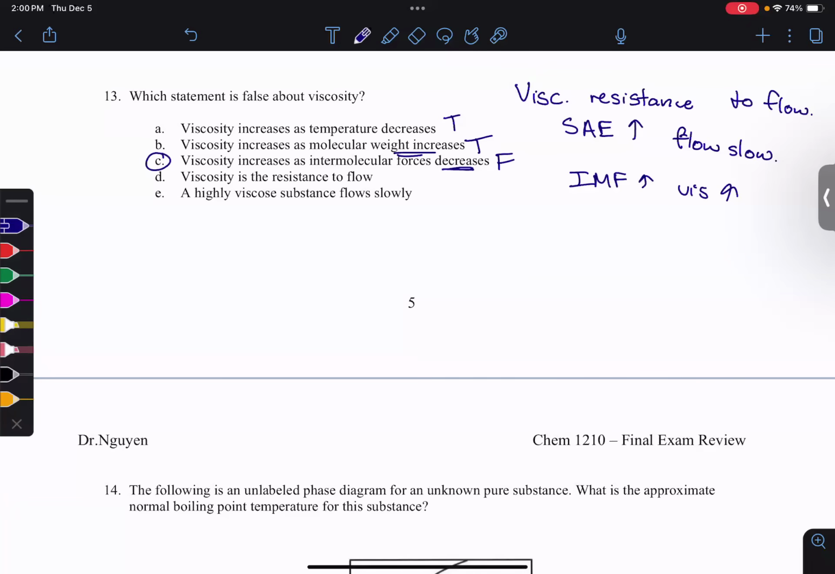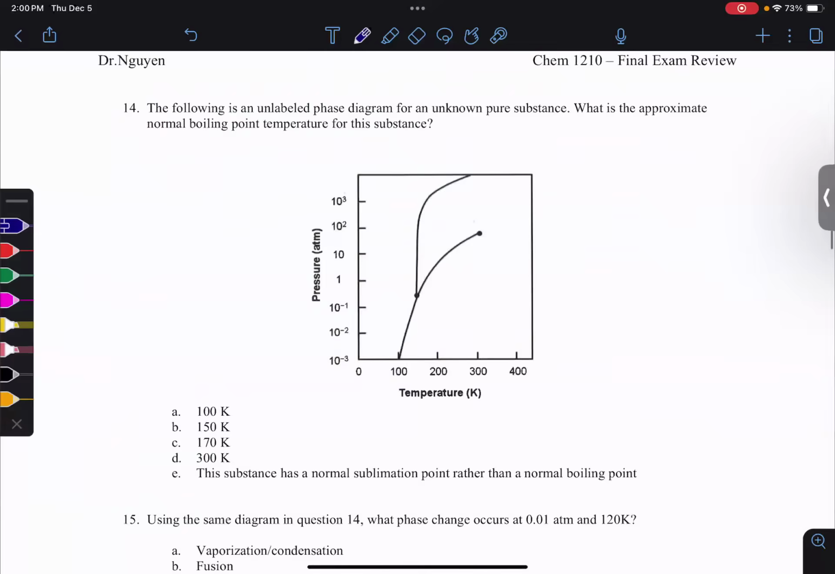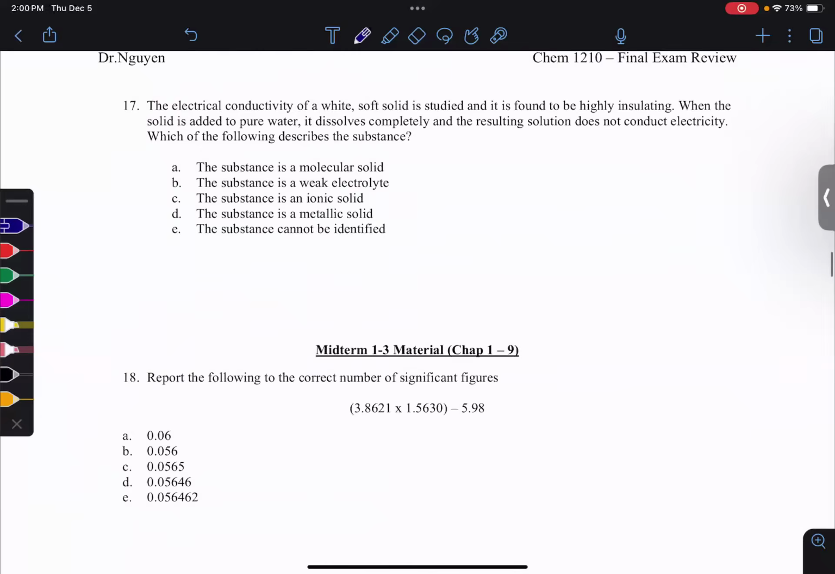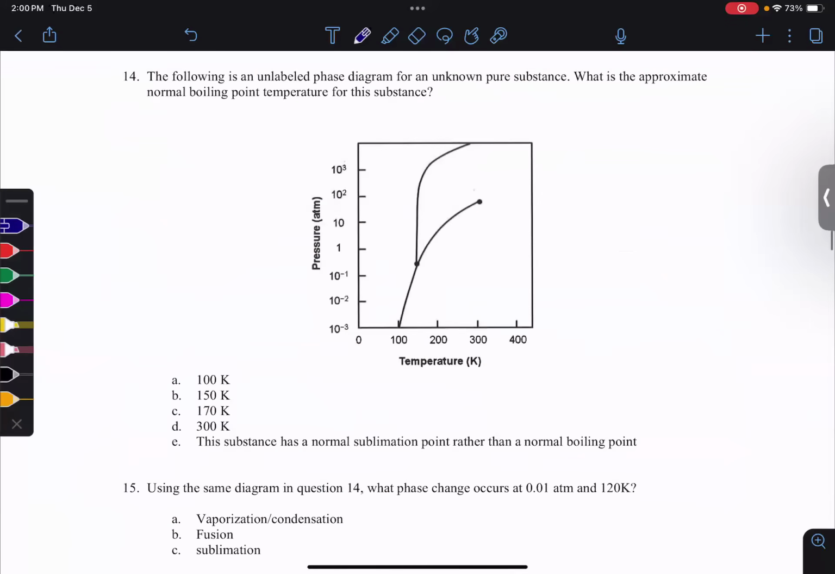But let's just go through all of these. Viscosity is resistance to flow. Yes, that's true. A highly viscous substance flows slowly. Yes, so that's true. Sorry, I forgot. I had a brain fart for a minute. Okay, good. All right. Okay, just a couple more, and then we're done.